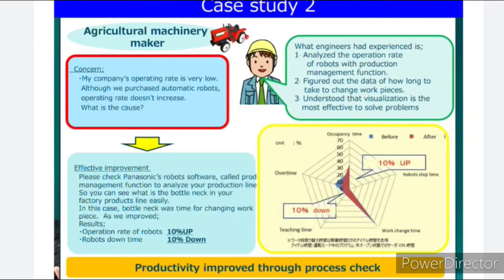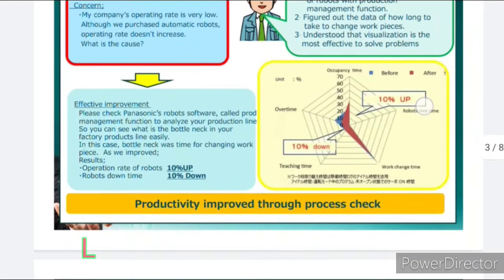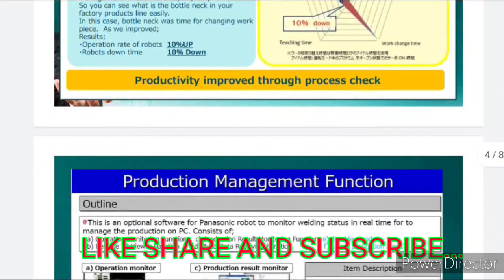What have the engineers experienced? They analyzed the operation rate of the robots with the production management function and figured out the data of how long it takes to change workpiece. Understanding the visualization was the most effective way to solve the problem. Here are the graphs, the 10% up and 10% down. The productivity improvements came through process check.